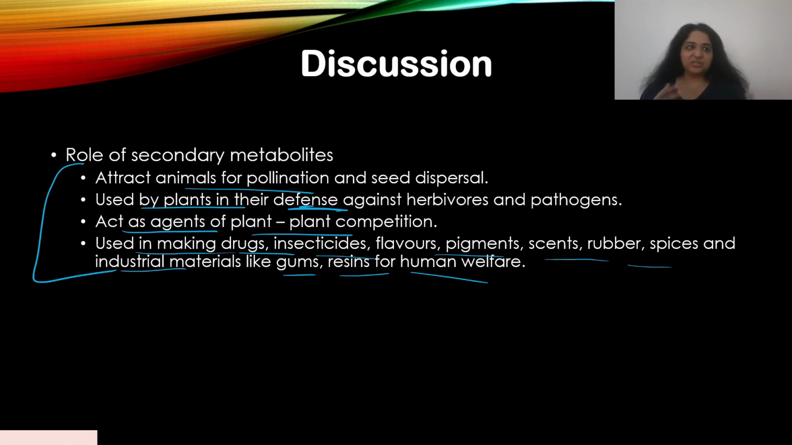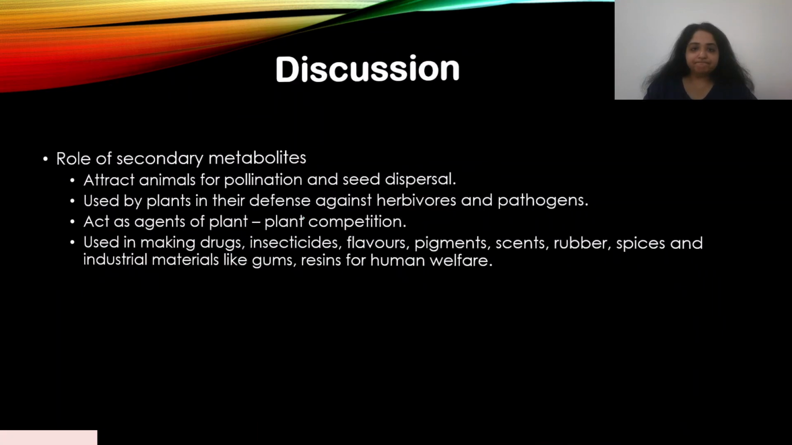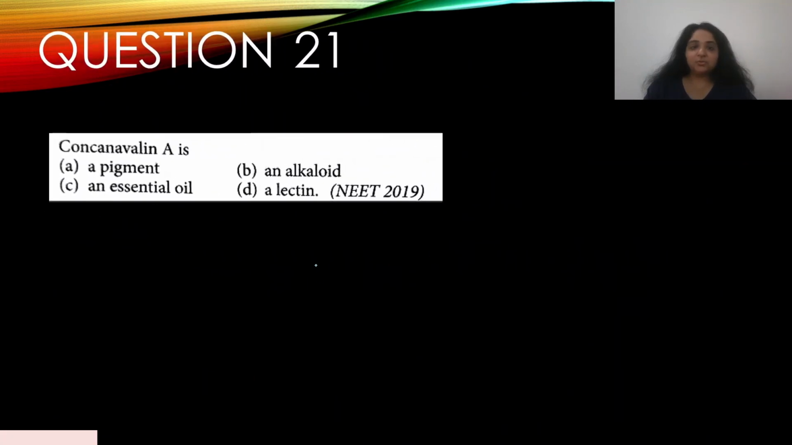Although some textbooks say that these are some of the roles that are established now, this is a topic that's undergoing research also. So these are the roles already established for secondary metabolites. Note this down in your notebooks, so you can study them for the exam. All right, let's move on. Question number 21.